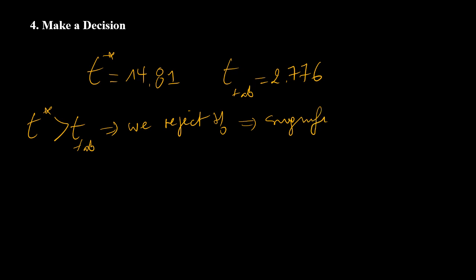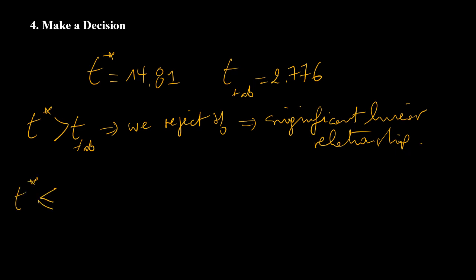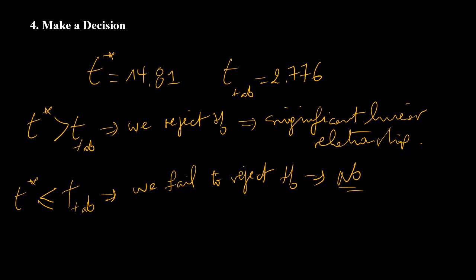If t is less than or equal to the critical value, we fail to reject H0. So there is no significance.